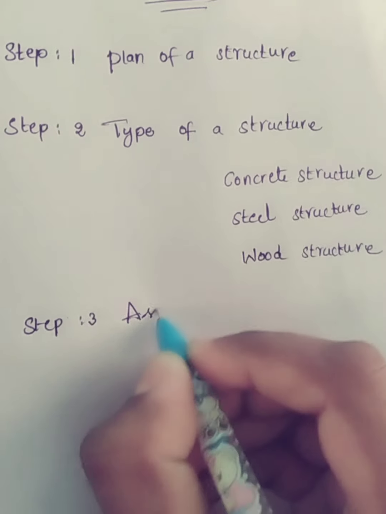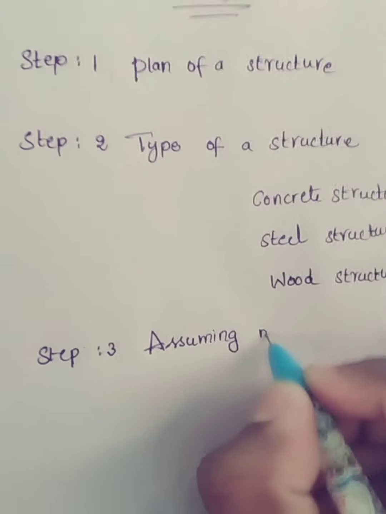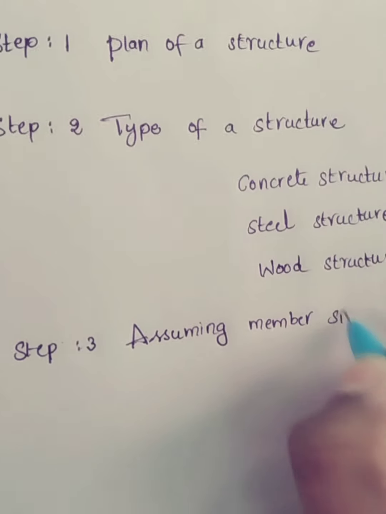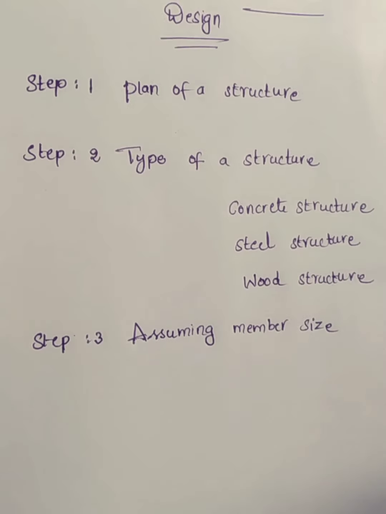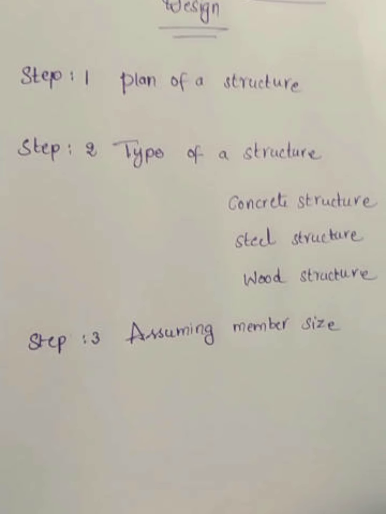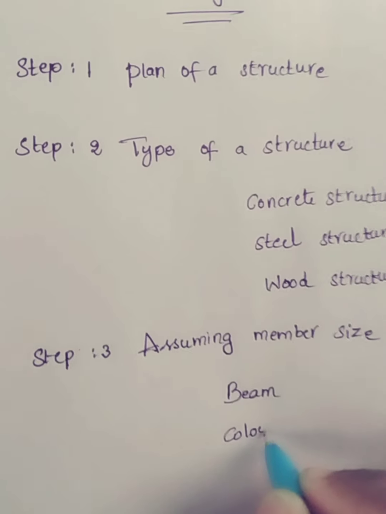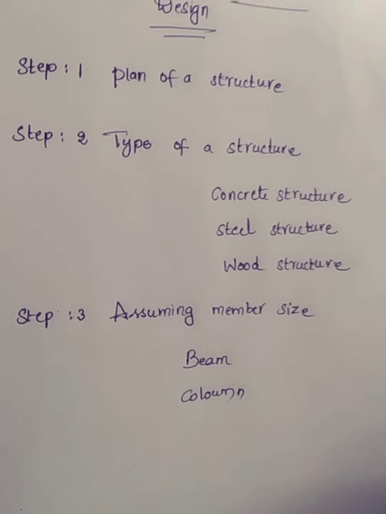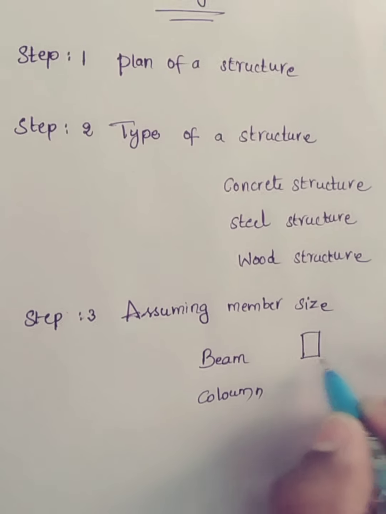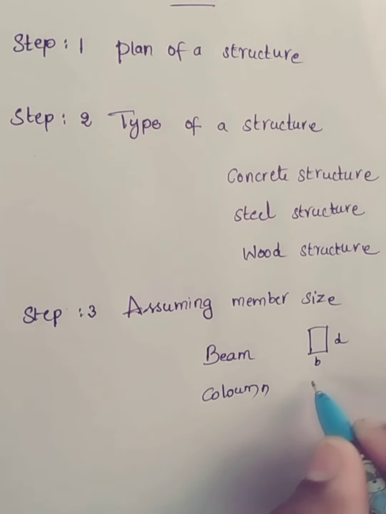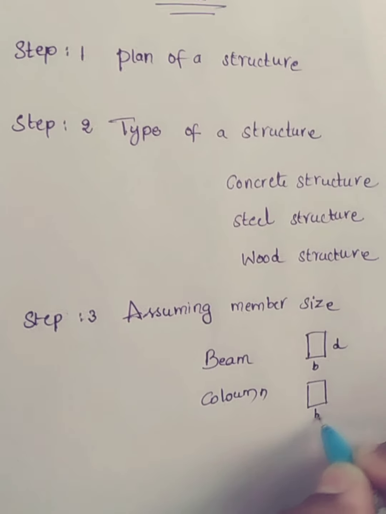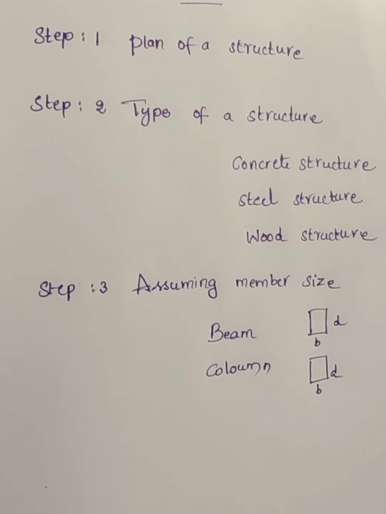And the third step is assuming member size. This includes beam and column. These are the two structural elements. Beam includes width and depth. Also, column dimensions are width and depth.